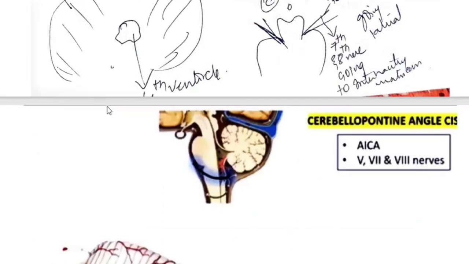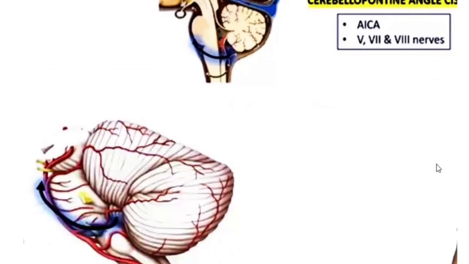So the contents of CP angle are ICA, fifth, seventh, and eighth. Fifth nerve passing anteriorly, seventh and eighth nerve passing laterally.